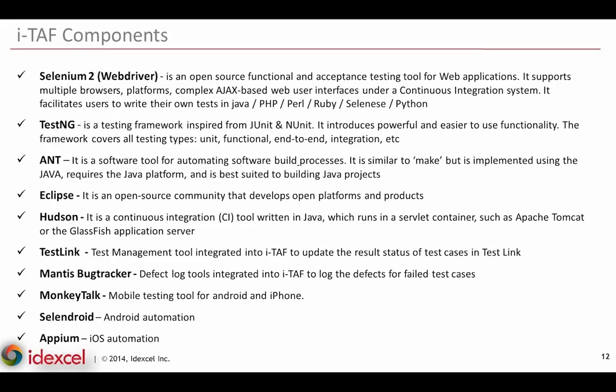And the last three components, Monkey Talk, Selendroid, and Appium, we are using these basically for mobile enablement. So we can use the same framework for mobile testing. So Selendroid is for Android, and then Appium for iOS automation. So we have the ability to do both web as well as mobile automation using the same framework.